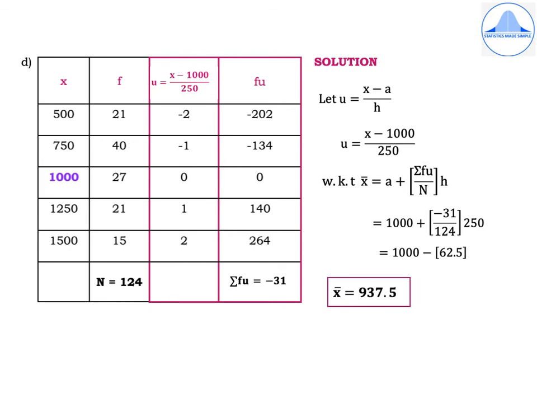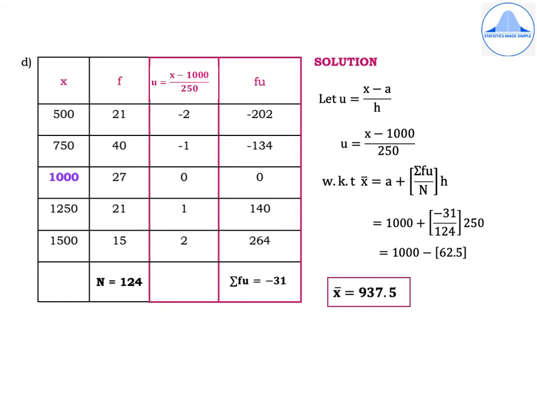Subdivision D, the x values are 500, 750, 1000, 1250, 1500. The corresponding frequencies are 21, 40, 27, 21, and 15. So the given data is discrete data. The first step is to compute capital N, which is equal to 124.